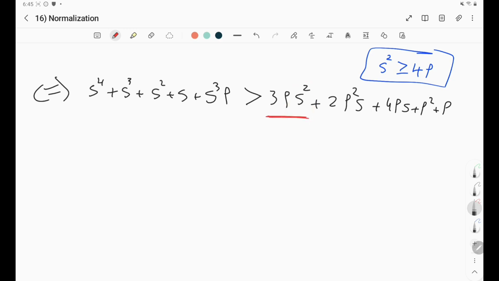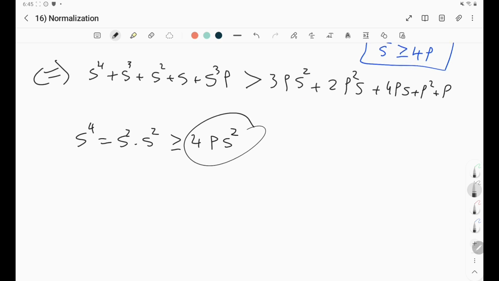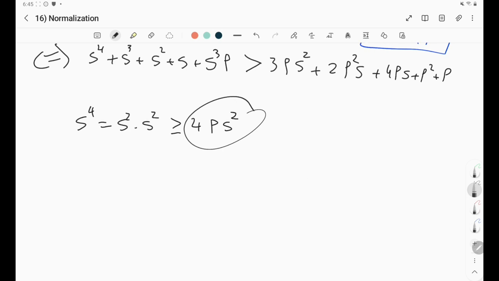In order to get rid of this one, we're going to be using the best one for us on the LHS, the greatest one. This one, right? S to the 4. So we know that S to the 4 is equal to S squared times S squared, that's greater than or equal to 4P S squared. Nice. So that means this thing kills this, cancels this, and now we just have a single PS squared on the RHS. So now this thing ends this, and we have an additional PS squared here.